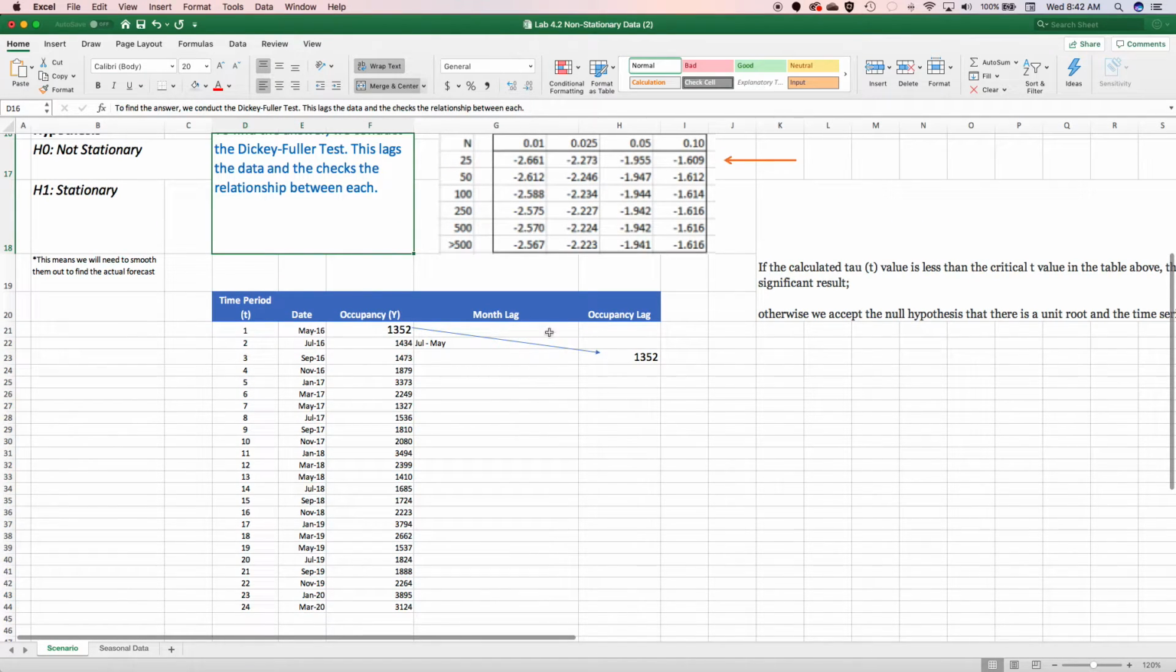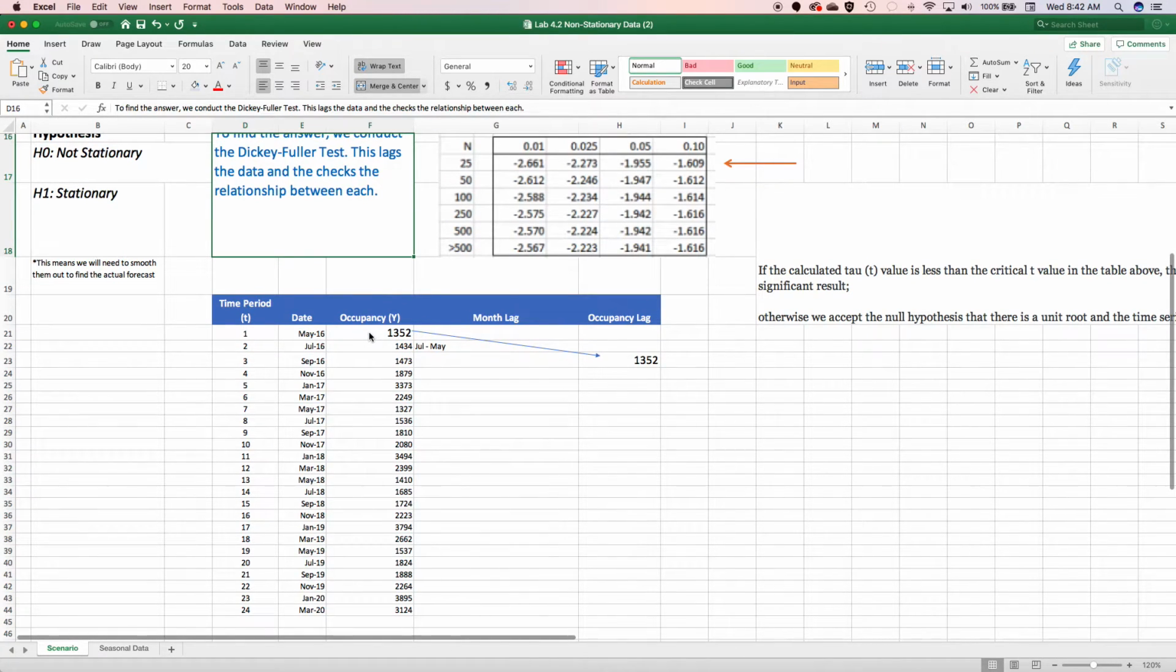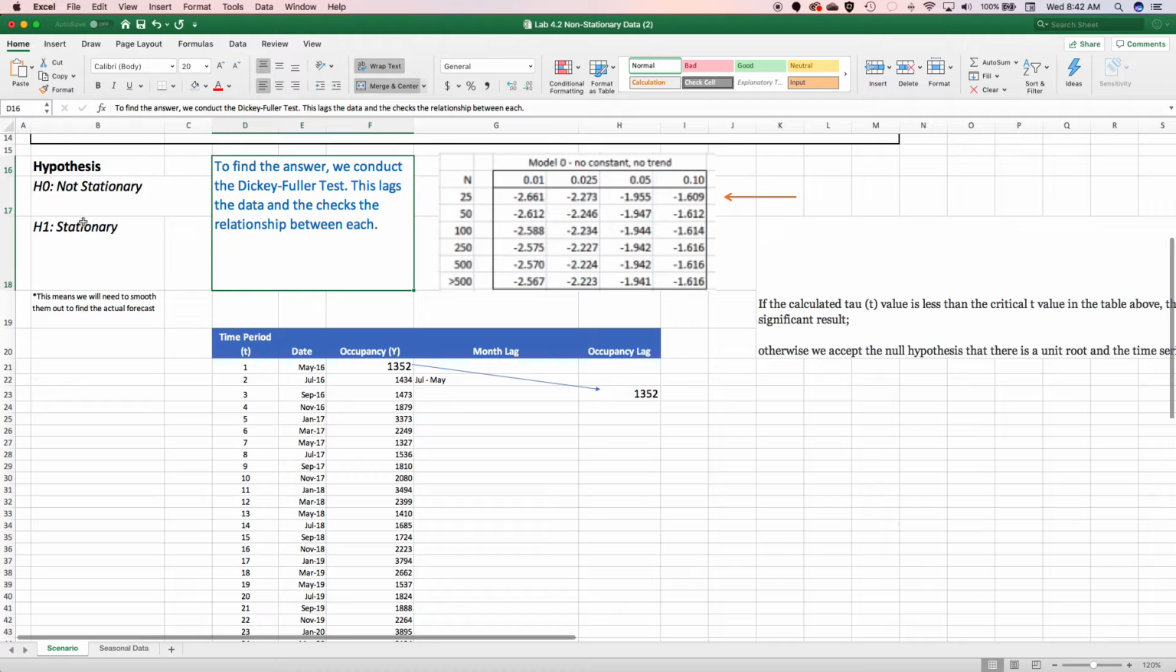So with that in mind, let's talk about how we're going to actually calculate each of these pieces. For the occupancy lag, you simply lag it back 2 periods. So we're going to take the occupancy for May of 16, and we're going to forward it 2 periods. So what we want to find out here is, do we have the presence of some sort of serial autocorrelation, which would then mean that the data are not stationary? And when I say serial autocorrelation, it just means that they are correlated together in a time series.